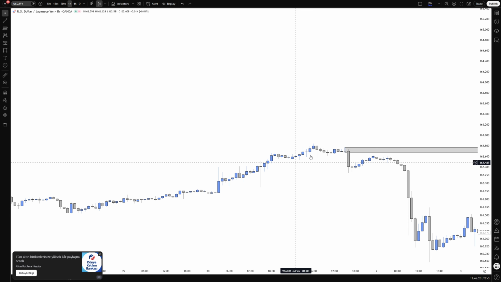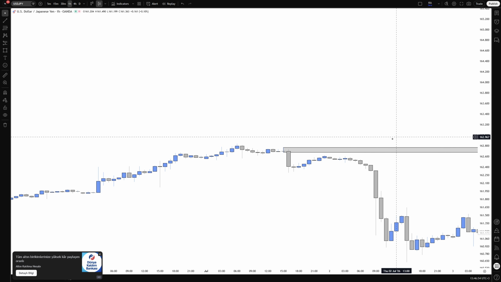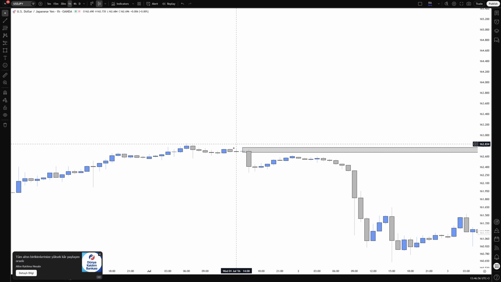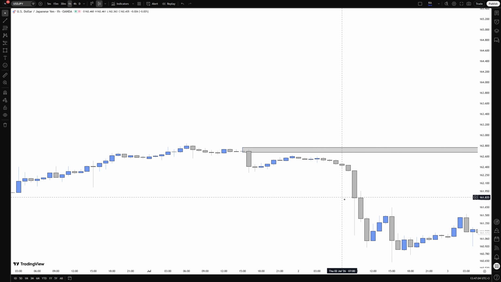Draw a new rectangle around that candle. So instead of the whole 4-hour candle, we just draw it around the actual last candle in the 1-hour time frame. This refined zone is the one you'll actually trade from. Using the 1-hour refinement usually gives tighter entries and allows for a smaller stop loss.